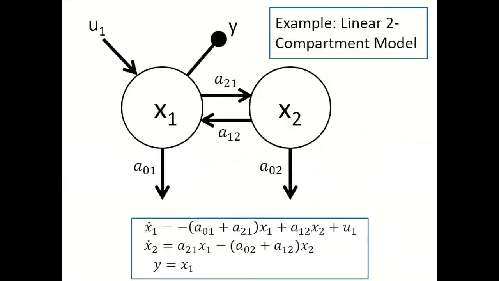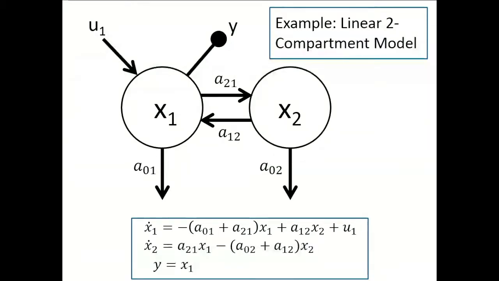So we can translate this picture to a mathematical model. This is called the linear two-compartment model. We have our input U1, that's our drug input to the system. We have these two state variables, x1 and x2. Here, x1 represents the drug concentration in the blood, and x2 represents the drug concentration in the organ.